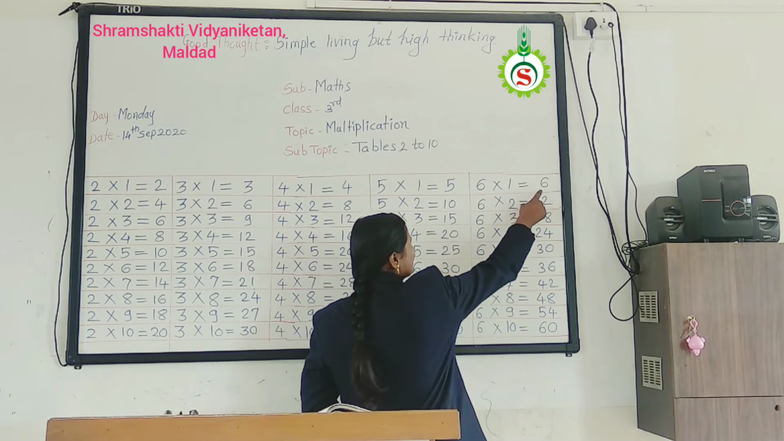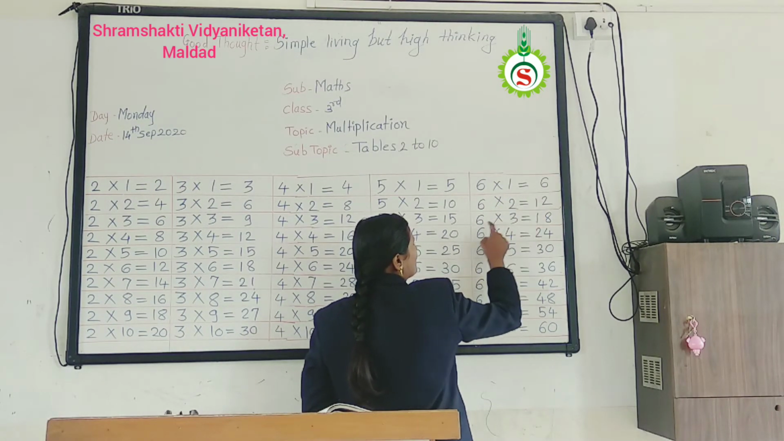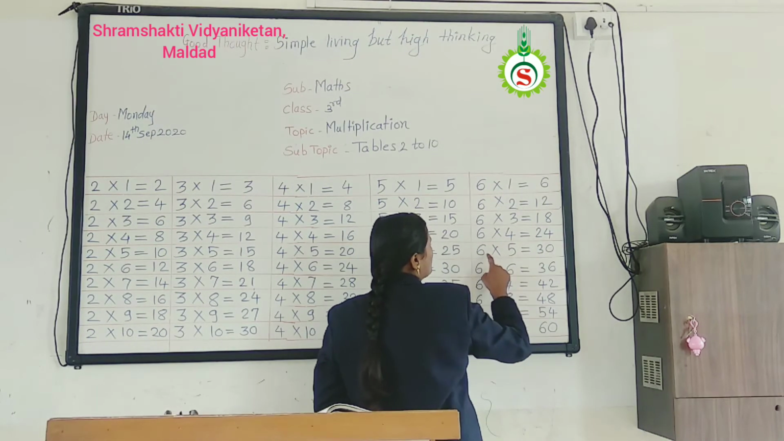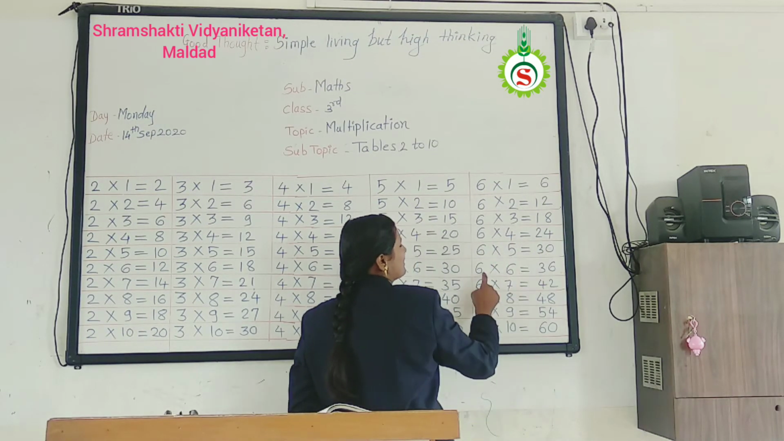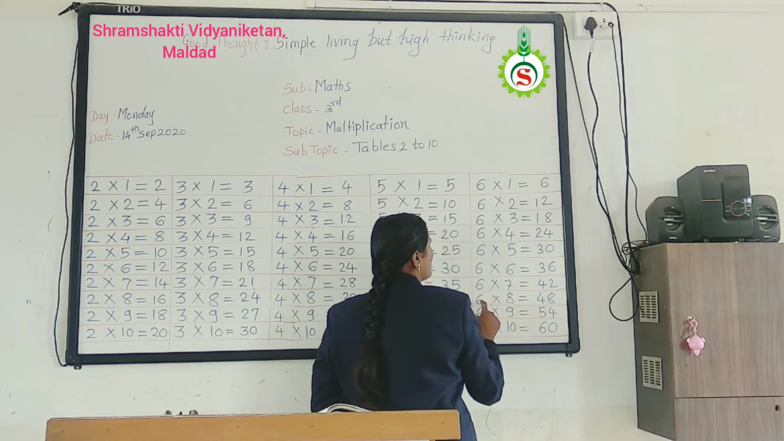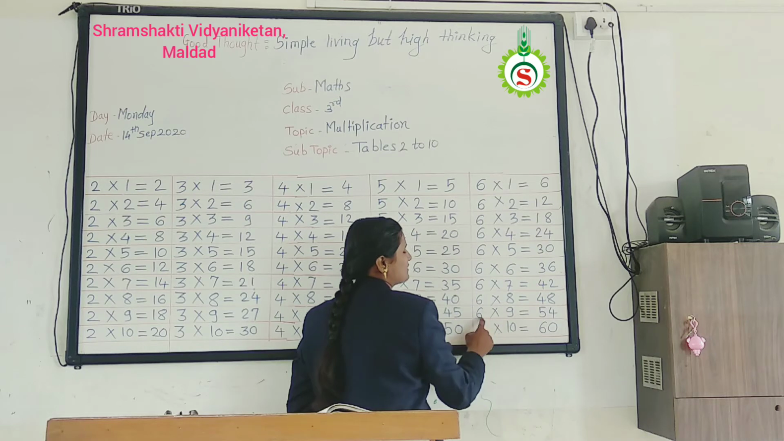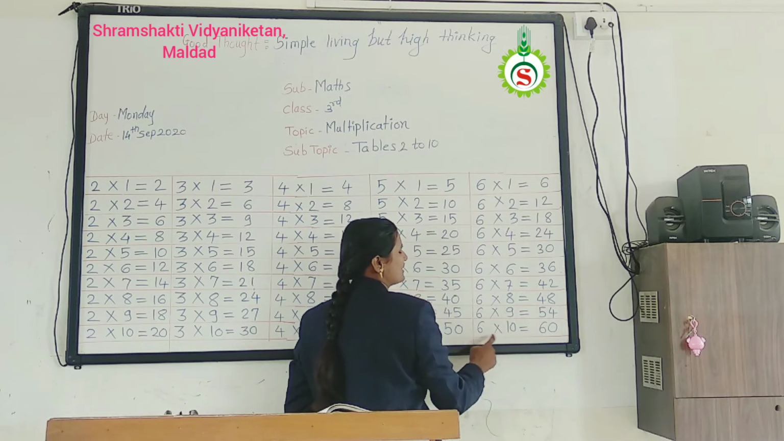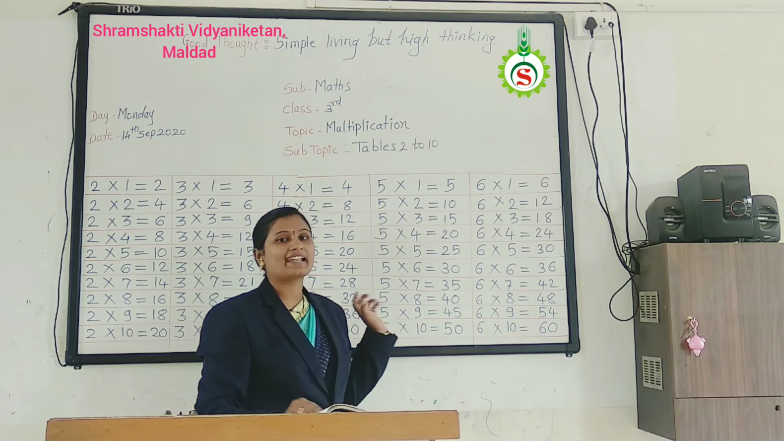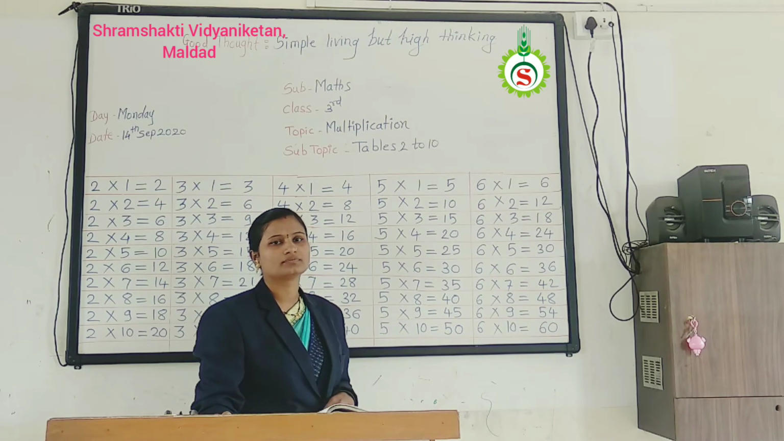6 ones are 6, 6 twos are 12, 6 threes are 18, 6 fours are 24, 6 fives are 30, 6 sixes are 36, 6 sevens are 42, 6 eights are 48, 6 nines are 54, 6 tens are 60. Students, write down these tables in your notebook.